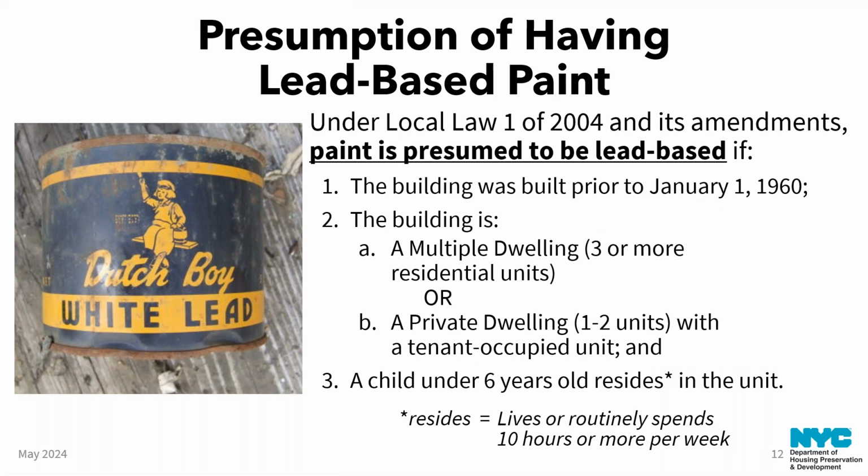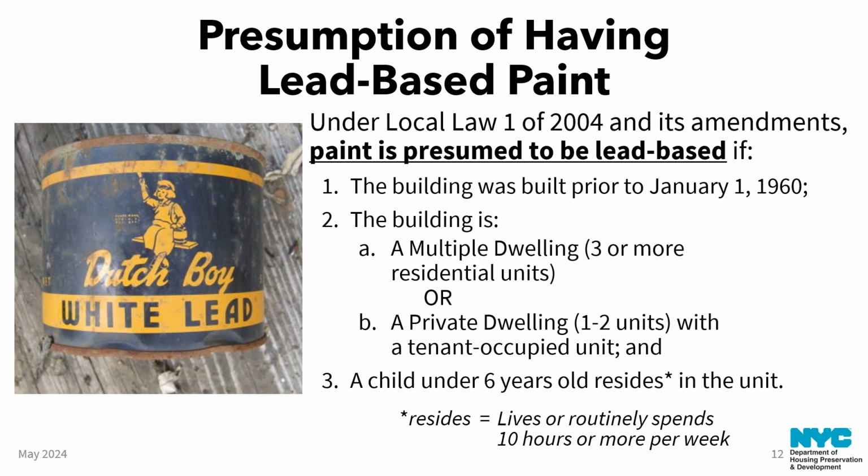A key concept for understanding Local Law 1 in New York City is the concept of the presumption of having lead-based paint. So what Local Law 1 basically says is that lead-based paint is such a serious issue that when certain criteria are met, we're going to presume that paint has lead in it unless proven otherwise. And those criteria are if the building was built prior to January 1st, 1960. Again, that's the date where New York City banned lead-based paint.